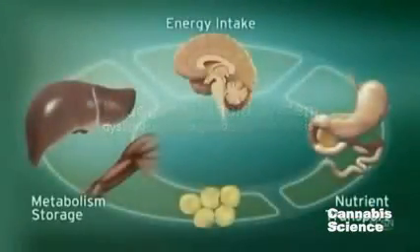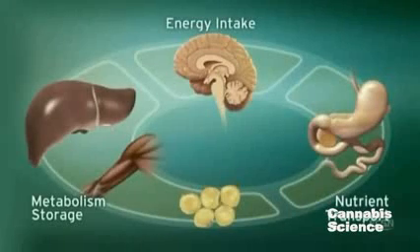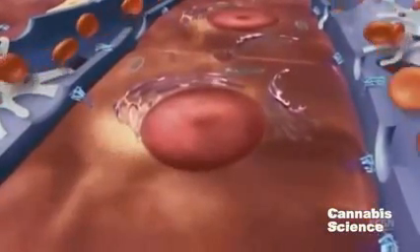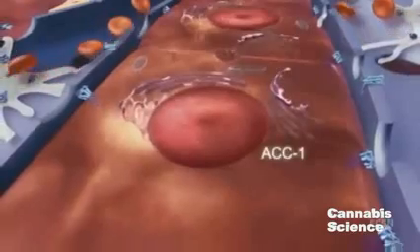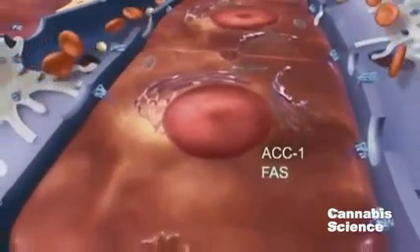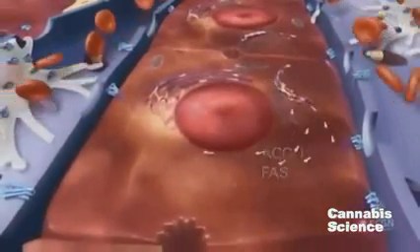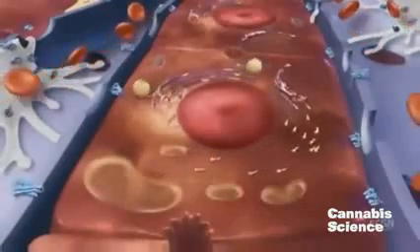Chronic stimulation of the ECS is associated with dyslipidemia. Activation of CB1 receptors increases expression of SREBP1C, a lipogenic transcription factor, and increases fatty acid synthesis. SREBP1C increases production of lipogenic enzymes, ACC1, and fatty acid synthase. Increased fatty acid synthesis can lead to production of large triglyceride-rich VLDL.